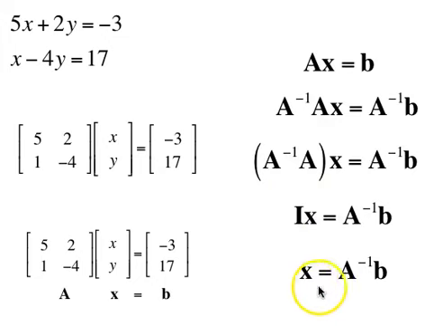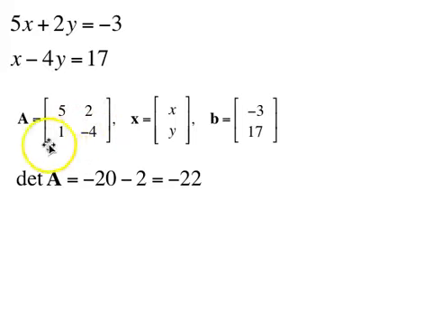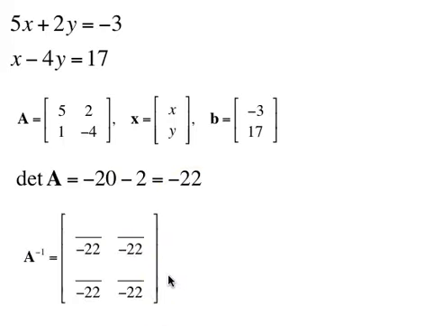And again, our solution will be X is A inverse B as long as A inverse exists. So to find A inverse, we will take the determinant of that matrix and make that the denominator of all 4 slots. So the determinant of A, 5 times negative 4, negative 20 minus 1 times 2 is 2. Negative 20 minus 2 is negative 22. That will be the bottom of all 4 slots in our inverse matrix.